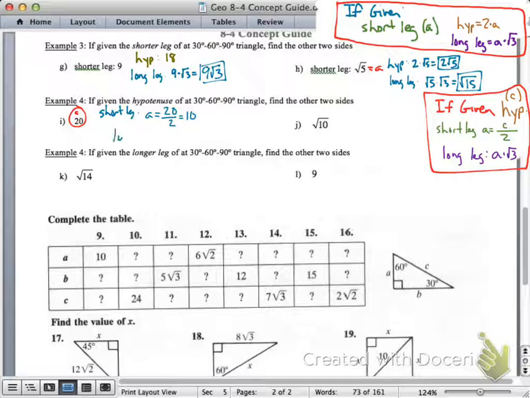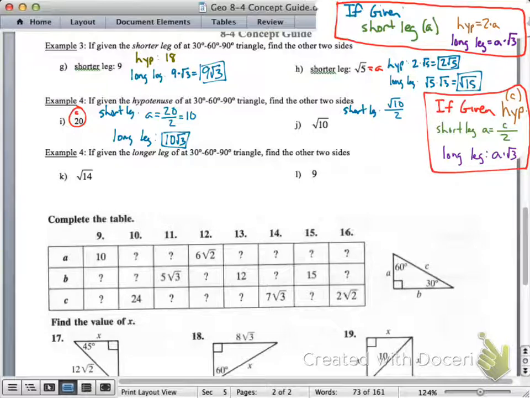Let that be easy. The long leg: multiply the short leg times the square root of 3, just like you did up above. So find the short leg first, and then multiply by the square root of 3. The short leg here, divide by 2.